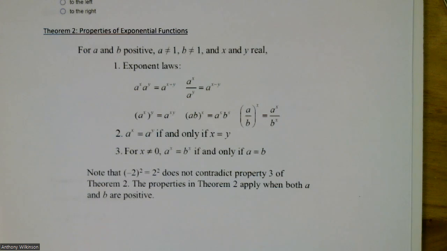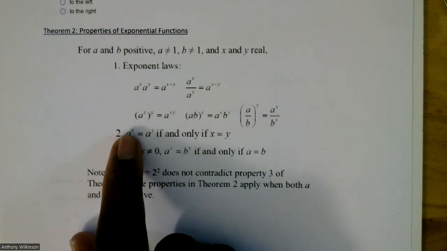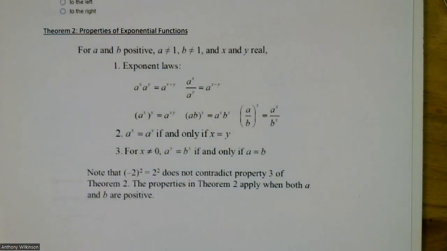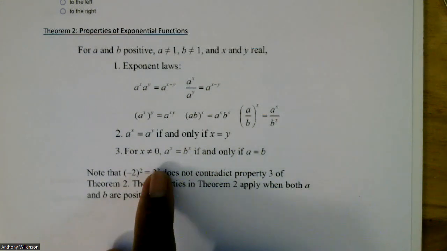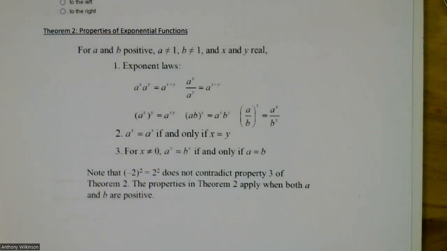We call that the one-to-one property for exponents. If your bases are the same here, I can set this exponent to be equal to that exponent and solve the equation. Number 3 is for x not equal to 0, and a to the x is equal to b to the x. That's going to be only if and only if a is equal to b. That means if these exponents right here are the same, then I can set these bases equal to each other, just like that.